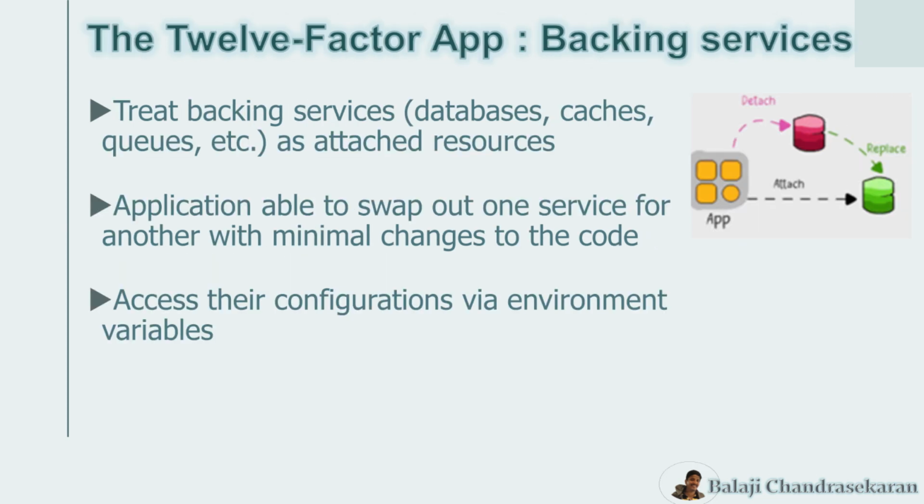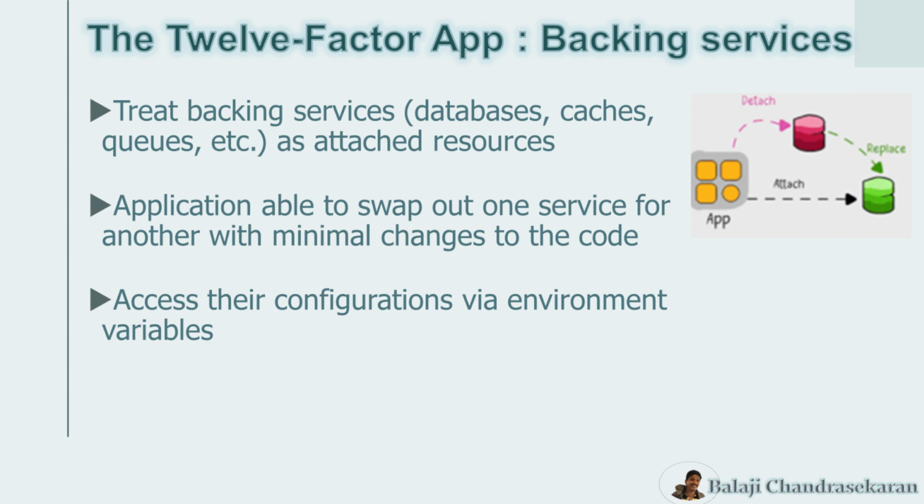Treat the backing services like databases, caches, queues as attached resources. It means that the application should be able to swap out one service for another without affecting the operations and with minimal changes to the code. For example, if your application uses a Postgres database, you should be able to switch to MySQL or any other compatible database service without modifying your application code significantly. This is achieved by using a common interface like SQL, using the object relational mapping ORM, and relying on environment variables for connection details.